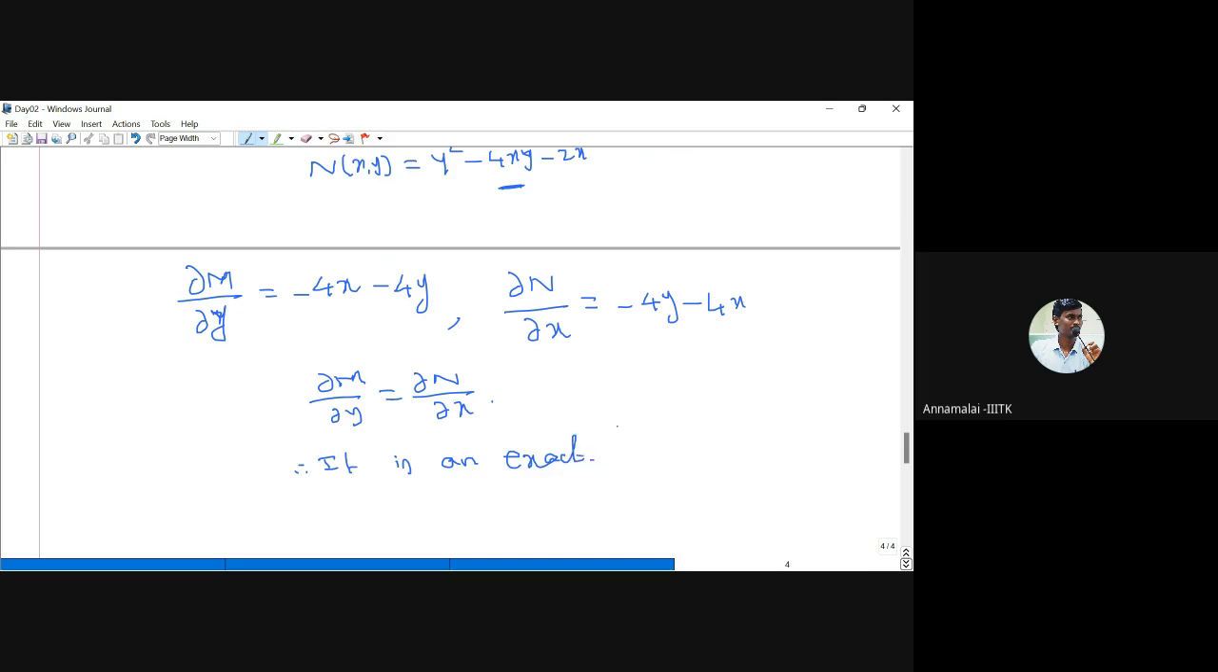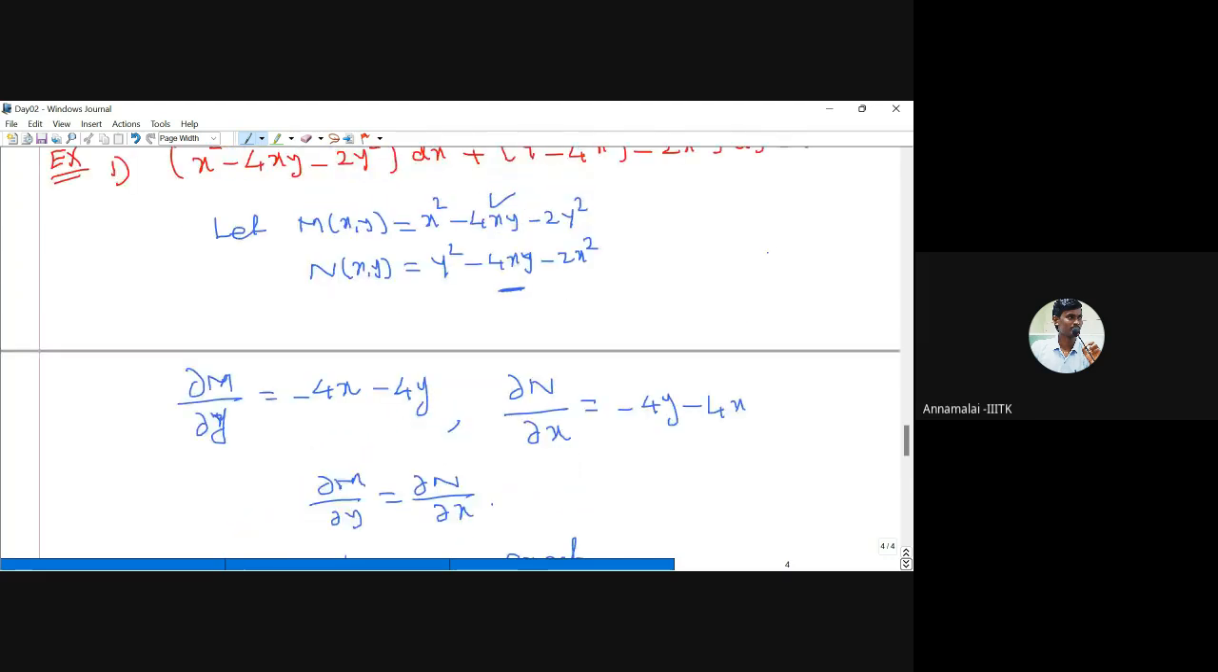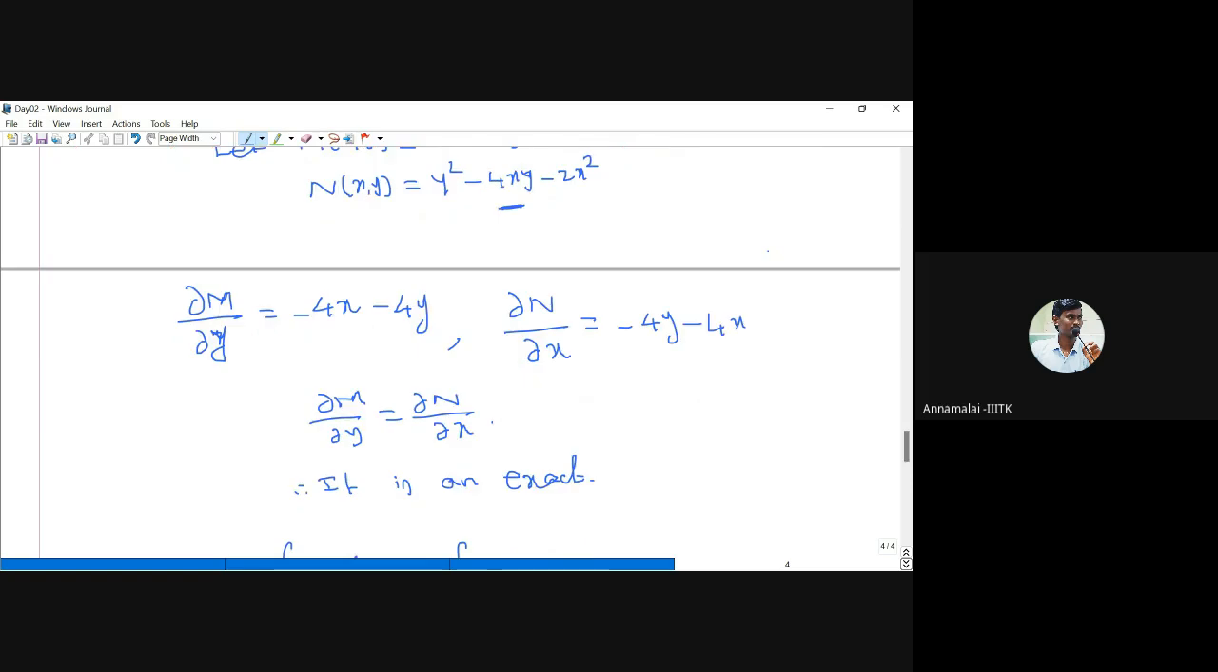So if it is exact, then go to the next step. We have to integrate M with respect to x, treating y as a constant. So it's nothing but the integral of M, which is x² − 4xy − 2y².